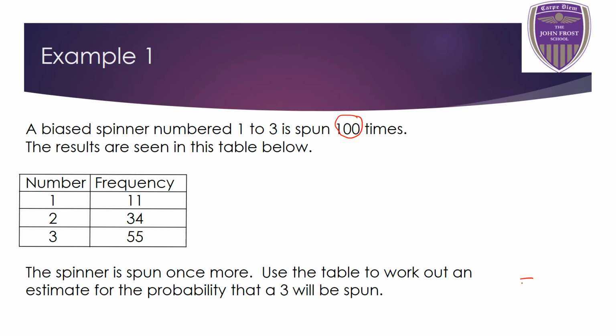So the probability will be out of 100. And then we need to know how many times out of the 100 it landed on the 3. Well, in this case, it was 55 times. So it would be 55 times out of 100. Now that's our probability based on the experiment and the information we got from the experiment for the spinner to land on a 3. So there's my estimate for the probability that a 3 will be spun on the next go.